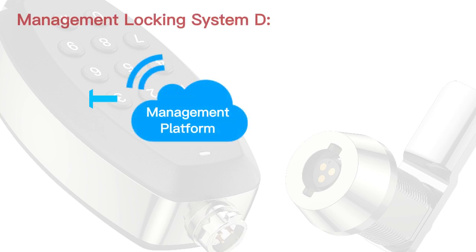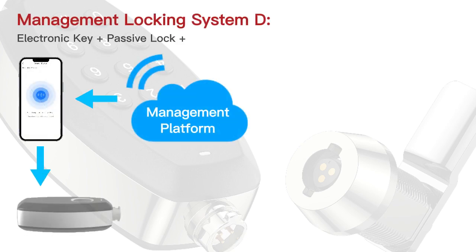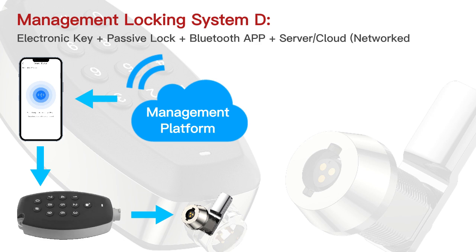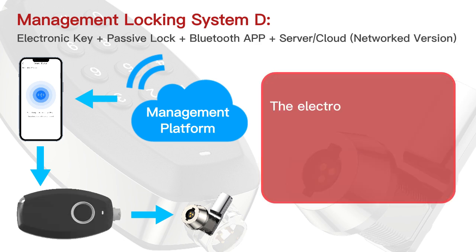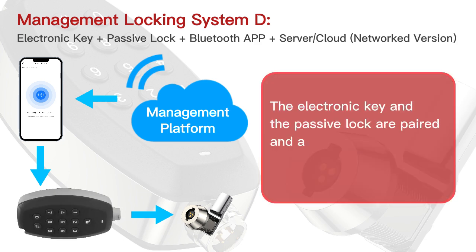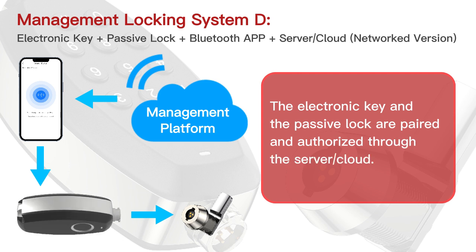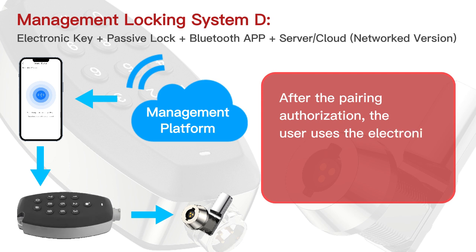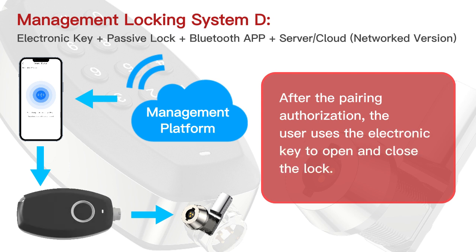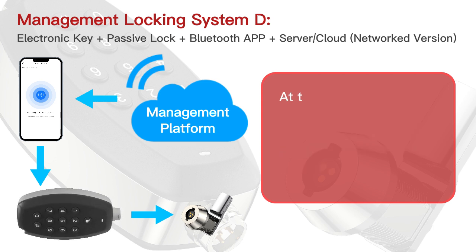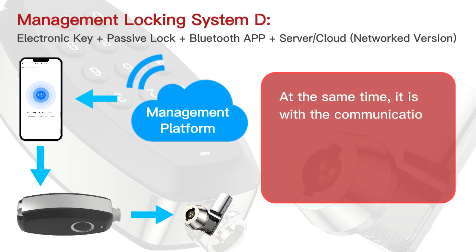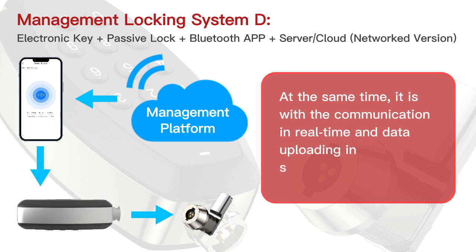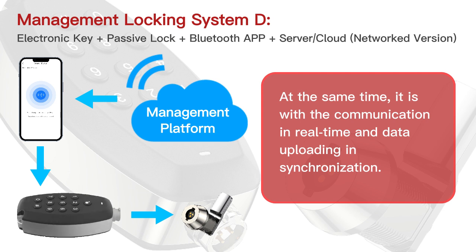Management locking system D: electronic key plus passive lock plus Bluetooth app plus server cloud, networked version. The electronic key and the passive lock are paired and authorized through the server cloud. After the pairing authorization, the user uses the electronic key to open and close the lock. At the same time, it has real-time communication and synchronized data uploading.